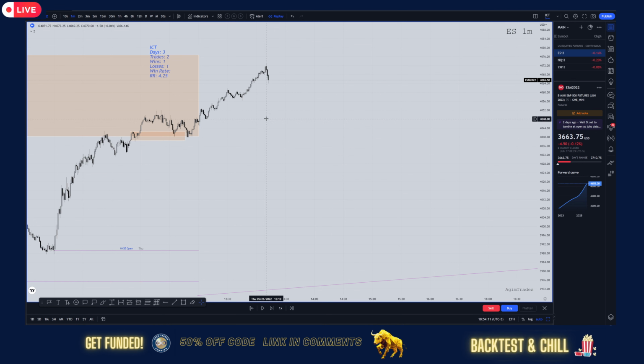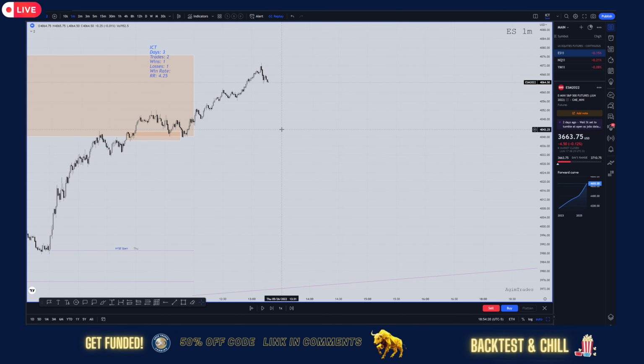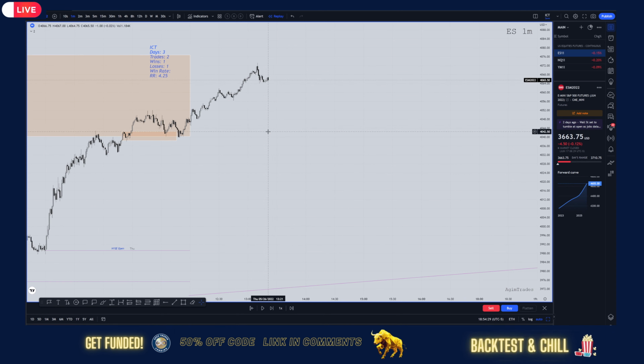Let's see, there's a fair value gap up here. Let's see if price breaks lower. Okay, that's nice. That's nice. I think we might have missed the move here. I don't think it's going to give people much other chance to get in.